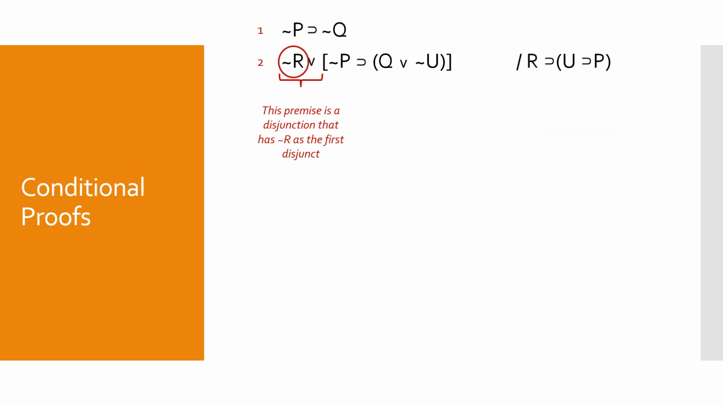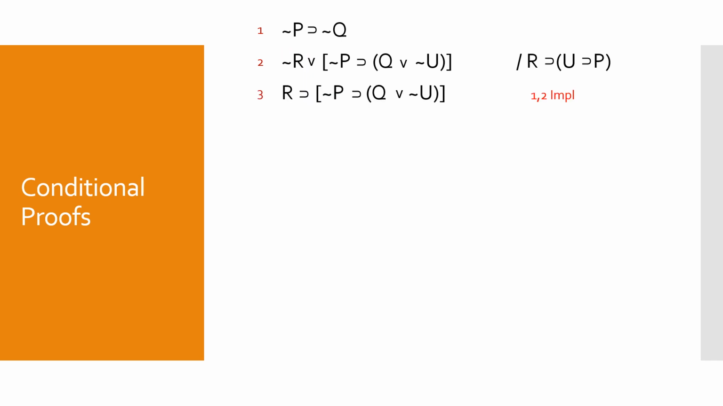But before we start to construct this proof, it doesn't hurt to note that the second premise is a disjunctive statement that has not R as its first disjunct. However, if we use material implication on the second premise, then we can derive another conditional statement with R as the antecedent, which will prove very useful in this particular case. Remember that material implication allows you to convert a disjunctive statement into a conditional statement only by negating the first term.